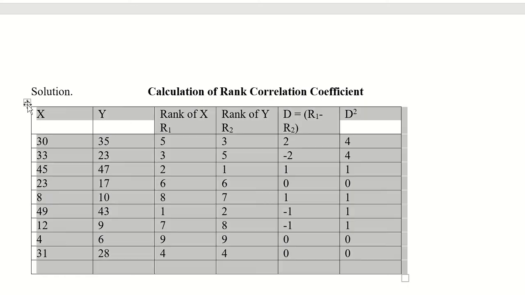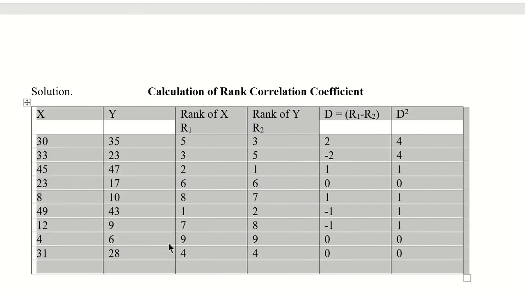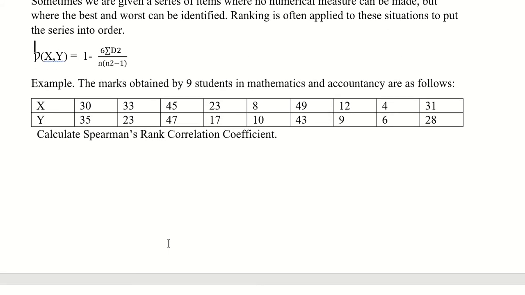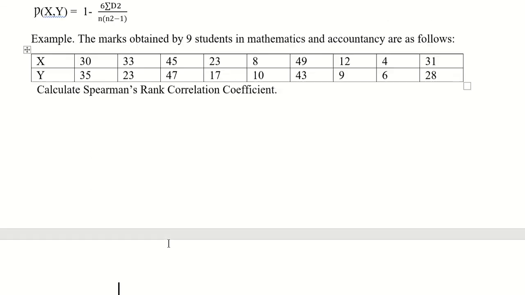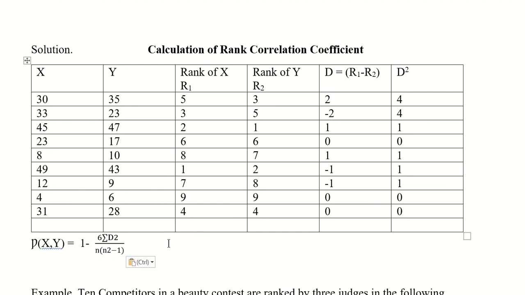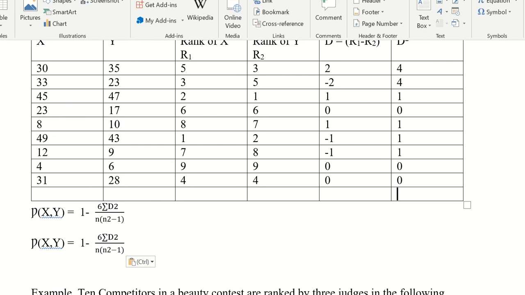Okay, so let's just apply the formula. The formula for rank correlation is this one. I'll just put the values into this formula. So 1 minus 6 sigma d square. So sigma d square, obviously we needed summation. So sigma d square summation 11.